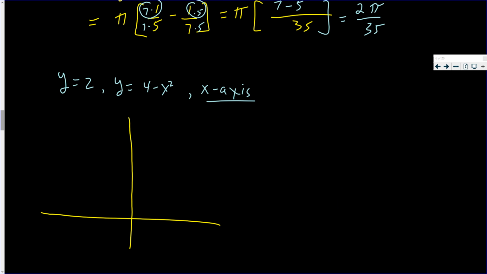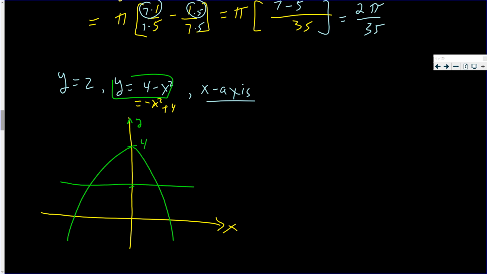Again, this is just negative x squared plus 4. So I know how to draw negative x squared. I just bring it up 4 units. There's 4. So that's this curve. And y equals 2, well, that's this curve. Okay, so the area that we want to revolve is this area. And I need to know what that x value is and what that x value is. Because since I'm revolving around the x-axis, which is horizontal, the strips need to be vertical. Of course, I have delta x's.